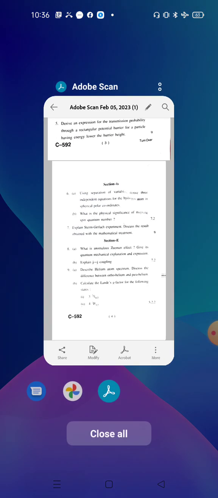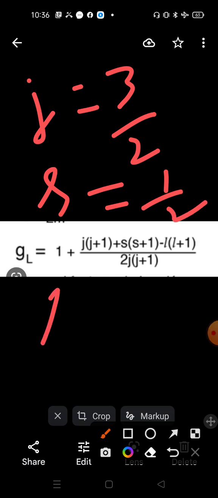And we apply the formula which I have also talked about earlier, 1 plus this. So we have calculated here j is equal to 3/2, s is equal to 1/2 and L is equal to 1 for P. So we can calculate the Landé g factor for it.